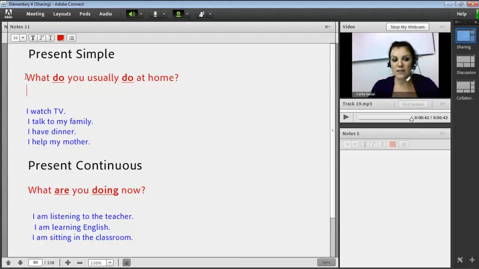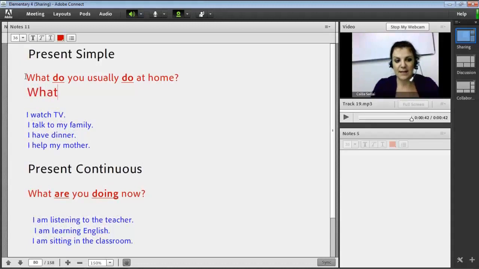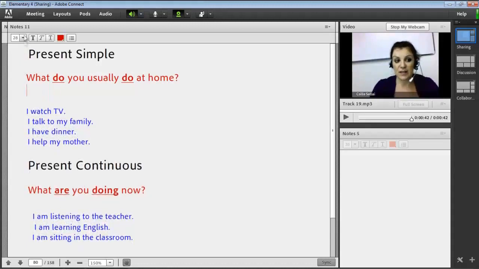Let's change the subject. Let's say the subject is she. So what do you say? What does, that's right, she usually do at home? Good. So does. Do or does. And then which form of the main verb do we need in the present simple? That's right, just the infinitive.